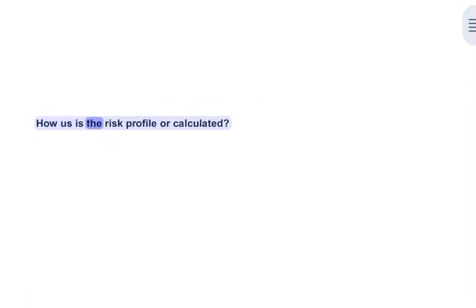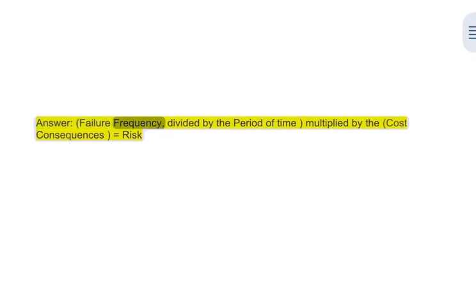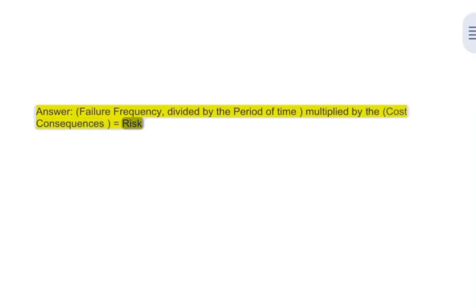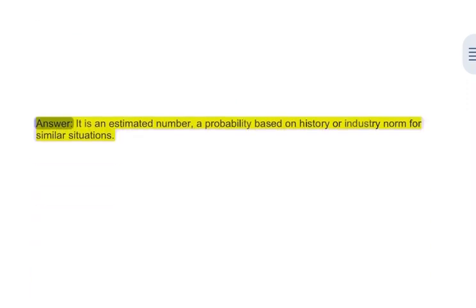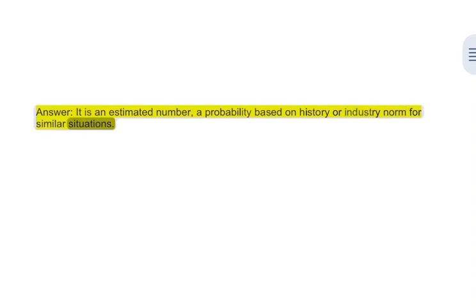How is the risk profile calculated? Answer: failure frequency divided by the period of time, multiplied by the cost consequences risk. How is the failure frequency calculated? Answer: it is an estimated number, a probability based on history or industry norm for similar situations.